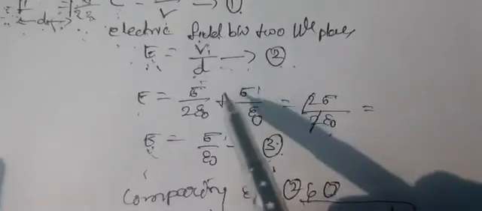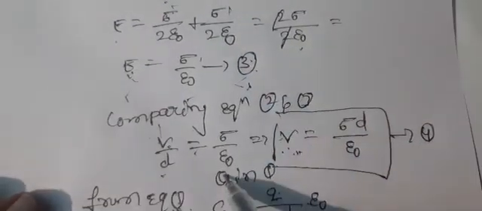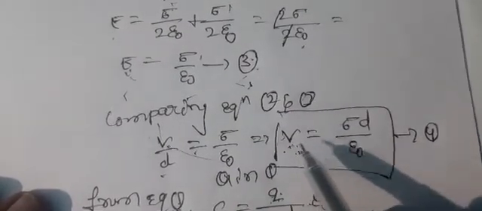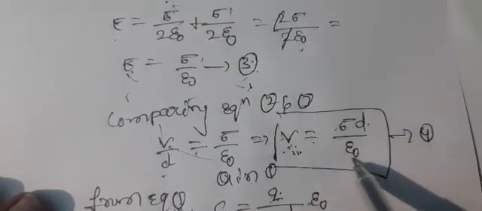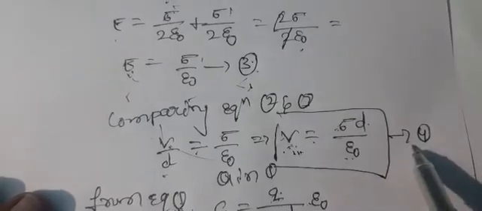Comparing equation 2 and 3, the right-hand sides give V by d is equal to sigma by epsilon naught. Cross multiply and simplify: the potential difference is equal to sigma d by epsilon naught. That is equation number 4.